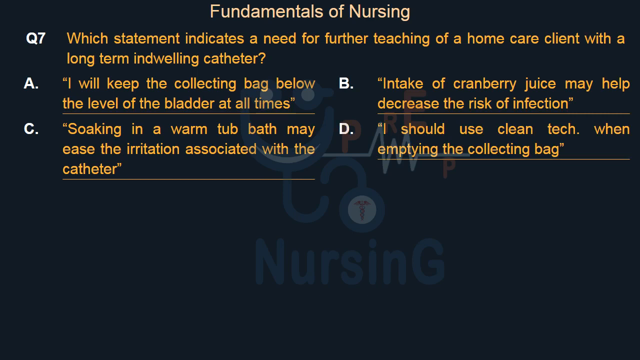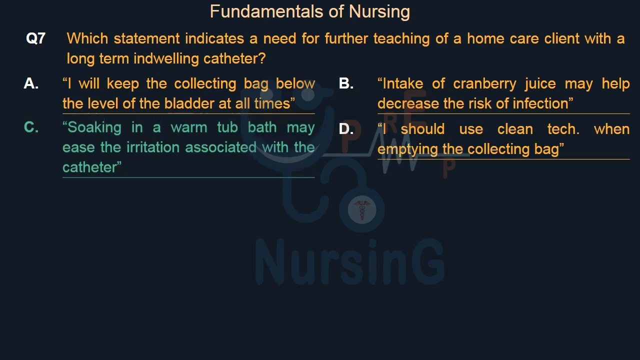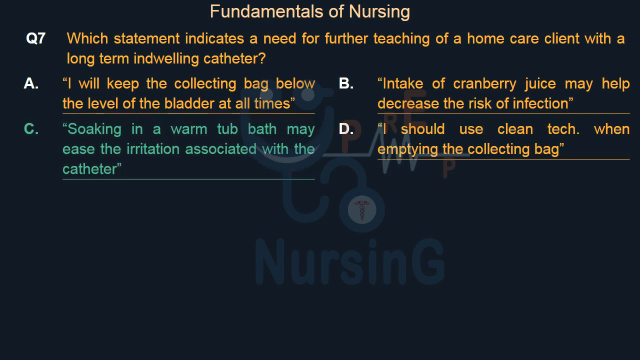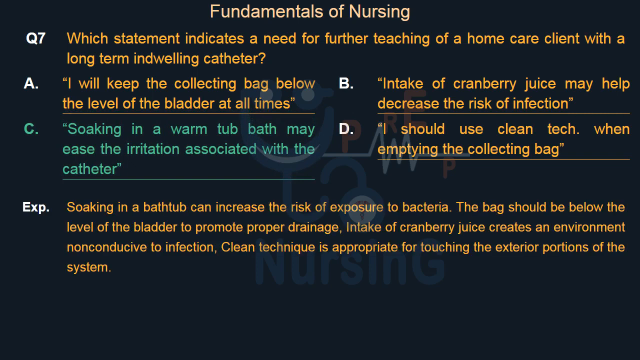Right answer is Option C. Soaking in a warm tub bath may ease the irritation associated with the catheter. Soaking in a bathtub can increase the risk of exposure to bacteria. The bag should be below the level of the bladder to promote proper drainage. Option 1. Intake of cranberry juice creates an environment non-conducive to infection. Option 2. Clean technique is appropriate for touching the exterior portions of the system.